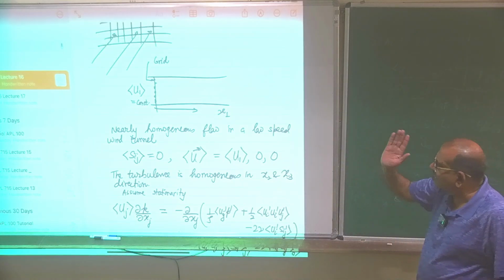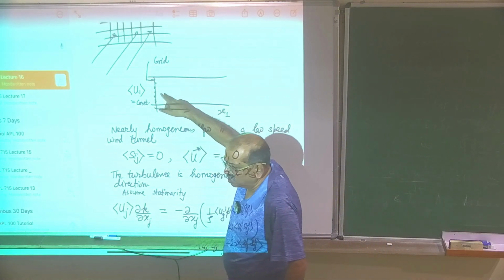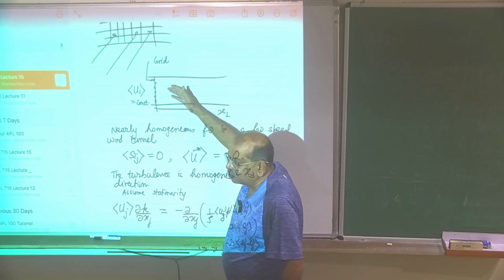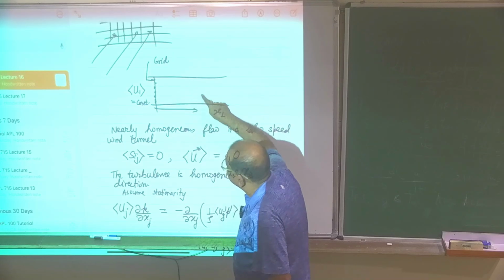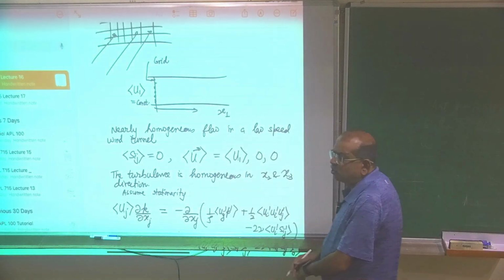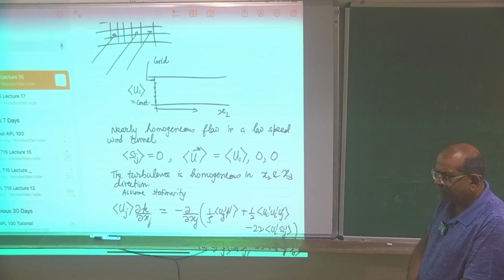See, basically, I think what the grid does is, it makes this turbulence very homogeneous in the x2 and x3. If the grid was not there, then there would be a variation with x2. You could have some sort of eddies like this, so then that homogeneity would not have been there. So, in the frame of the mean velocity, our flow won't be steady, right? Our flow won't be steady.